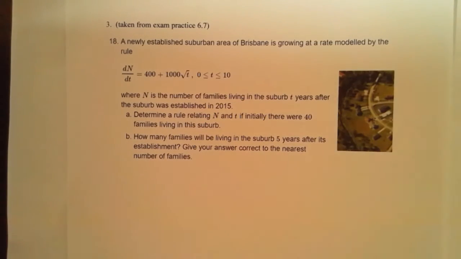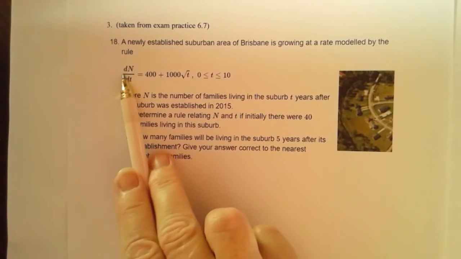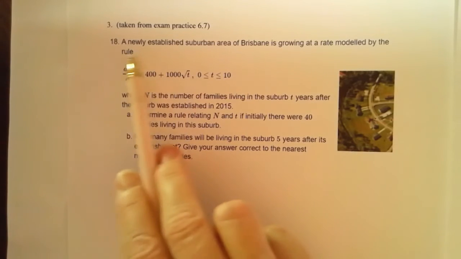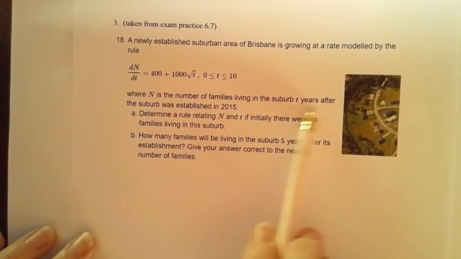Here's an application of integration. When we see dn/dt, we need to know that it's the derivative of n with respect to t that has already been taken. The newly established suburban area of Brisbane is growing at a rate modeled by this rule. So that's the rate, where n is the number of families living in the suburb, so it's the population, t years after the suburb was established in 2015.